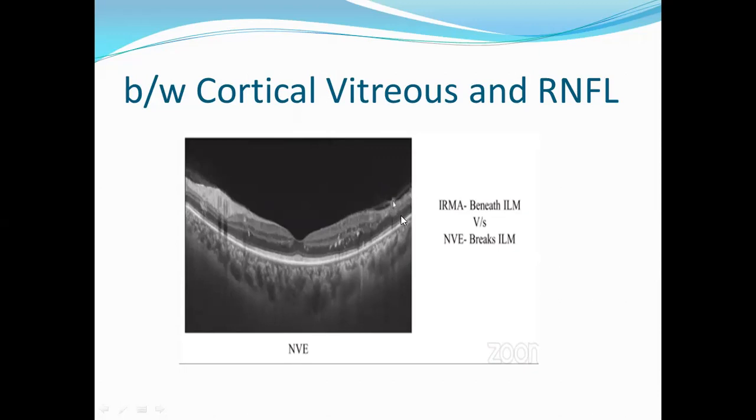So here in this OCT picture, we see a hyperreflective lesion which is coming from the retina and going into this space, breaching the internal limiting membrane and going to the posterior vitreous cortex. So what is this? This is most likely a neovascularization elsewhere, or NVE.